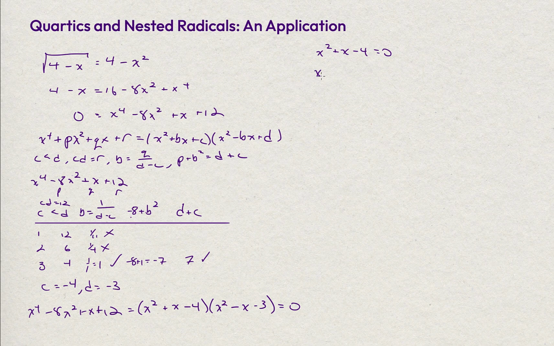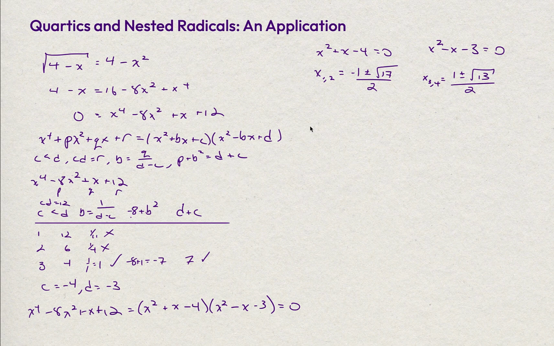Let's call these two solutions x1 and x2, and they are negative 1 plus or minus square root of 17 all over 2. So x1 is the plus version, x2 is the minus version. For the other one, x squared minus x minus 3 equals 0. Same deal. We're going to call these x3 and x4. And that's 1 plus or minus the square root of 13 all over 2. So those are our four candidate solutions.